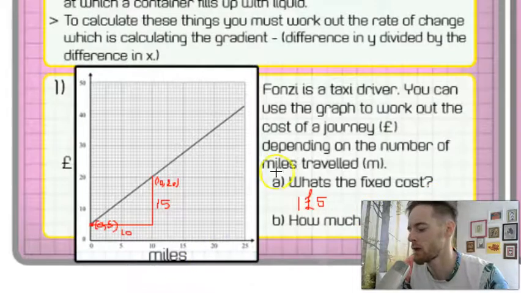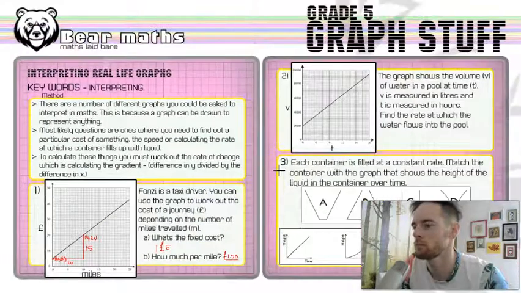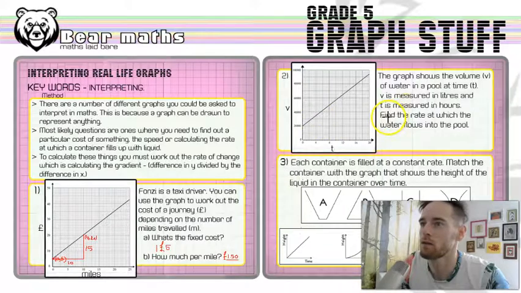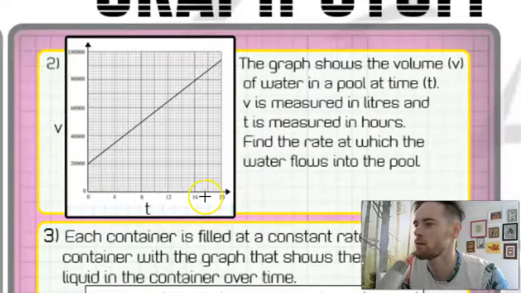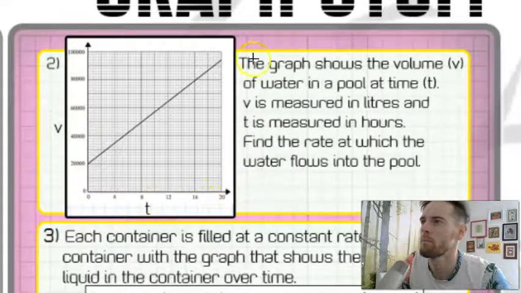All right, so I'm going to zoom out of that one, and you'll see that. And then I'm going to zoom in to the second question. Now, this one is much harder to see on the scale with the numbers. I know it's really difficult. It's quite fuzzy, I'm sorry. But the graph shows the volume V of water in a pool at time t. V is measured in litres and t is measured in hours. Find the rate at which the water flows into the pool.